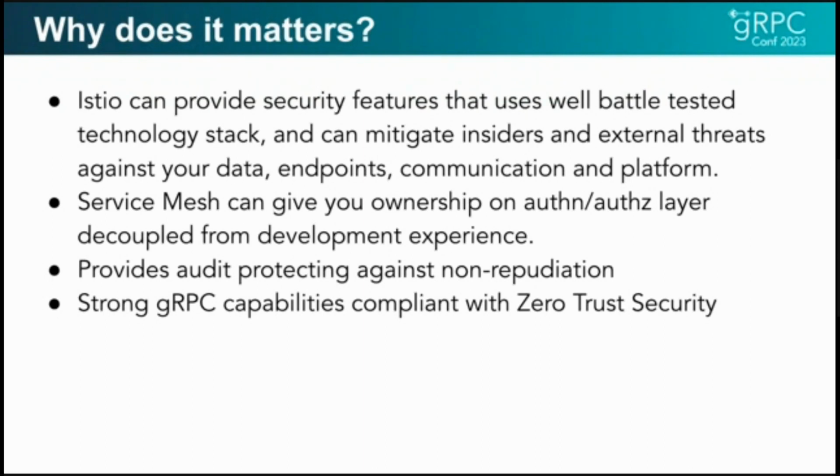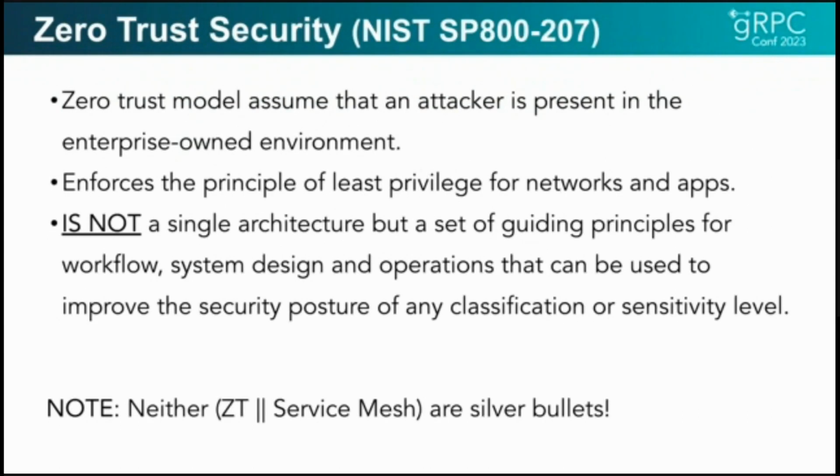Istio provides audit protection, so it gives you protection against non-repudiation. You can have logs and you can have metrics that prove your service was accessed. With all these capabilities, you have a strong gRPC functionality or architecture that complies with the zero trust security specification. So what is, at the end of the day, the zero trust security thing that everyone is talking about?